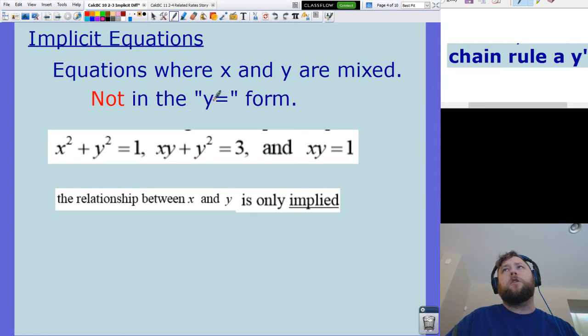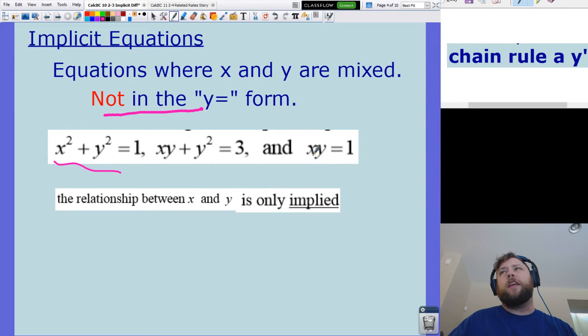Implicit equations are equations where the x's and y's are mixed. Another way to say it, it's not in the y equals form. So what does that look like? Here are some examples. x squared plus y squared equals 1. The x's and y's are mixed up. This equation right here has x times a y, and there's also y squared.